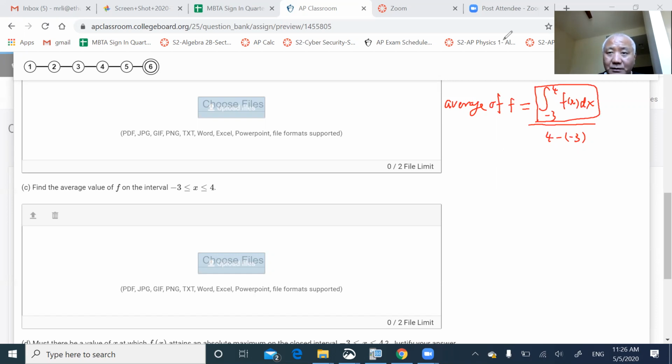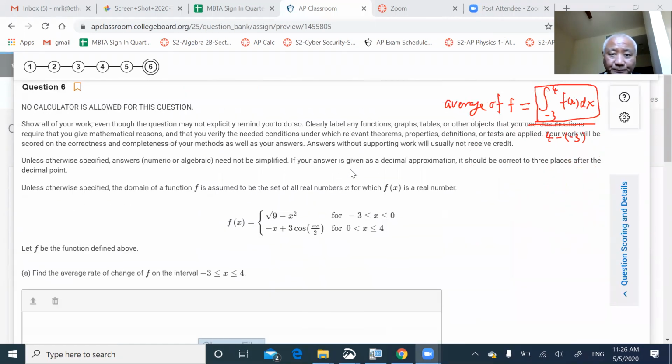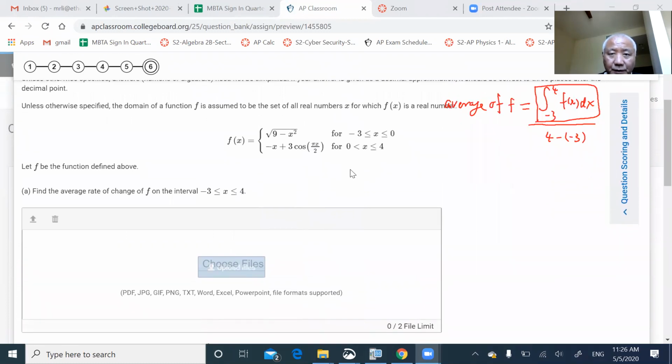So now let's go back here and look at what the function is about. You see, the function is like this. So to find the average of this one, we simply do what? Integration from -3 to 0, f(x) dx, and add the integral from 0 to 4, f(x) dx, like this. And then we divide by this together, which will be just 7, okay?